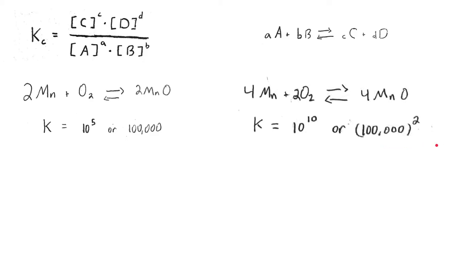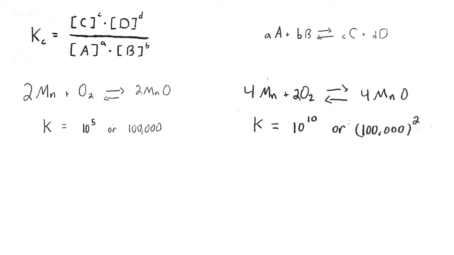Additionally, if you change the reaction by a certain factor, the K value will change to the power of that factor. When I double everything in this reaction, my K value changes by the power of that factor, so my K value is squared. If I tripled everything, then my K value would be cubed, and so on.